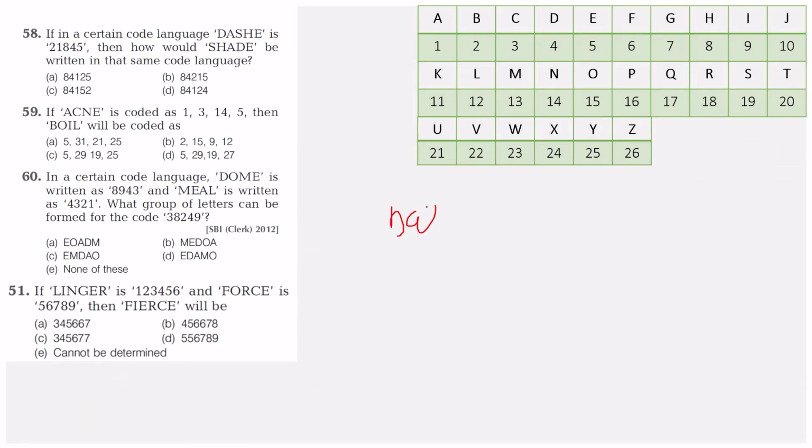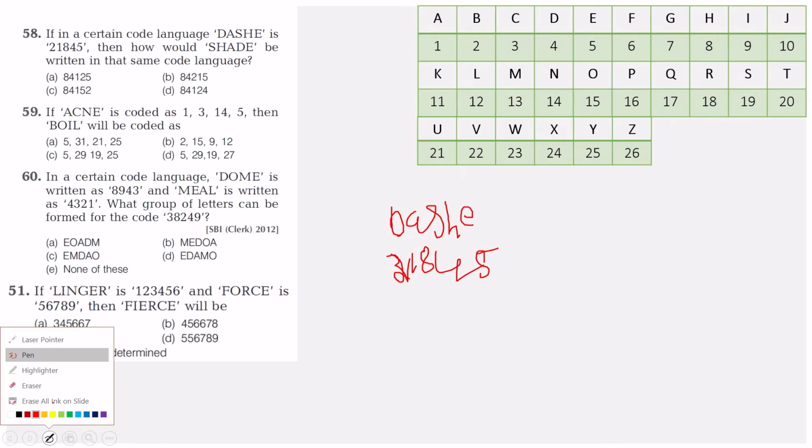DASHE. It's D, guys, not N. HE. Score it as 21845, 2184 and a 5. One second. Shade is coded. They are asking a code for shade. Just the letters are jumbled. The jumbling is happening over here. E is 5. 5 is the last number. So C and D got eliminated.